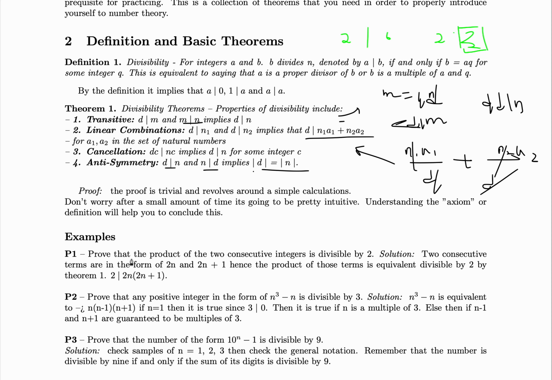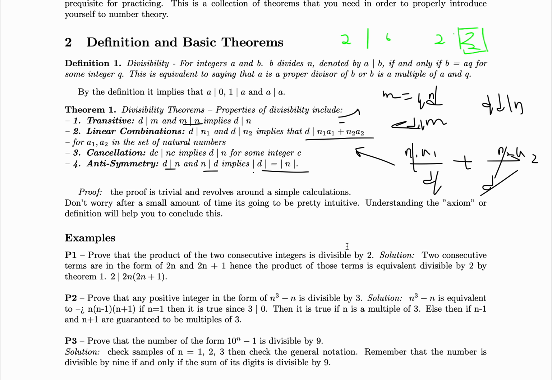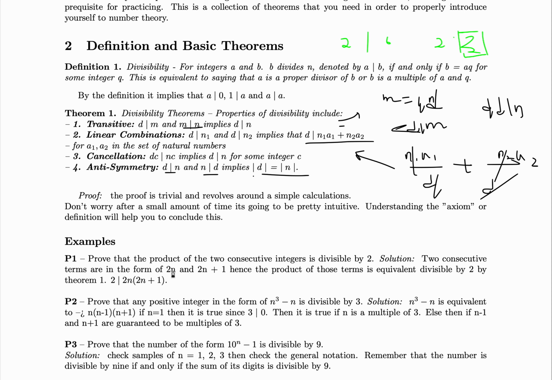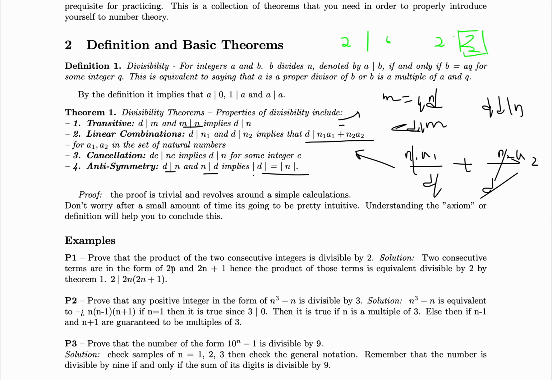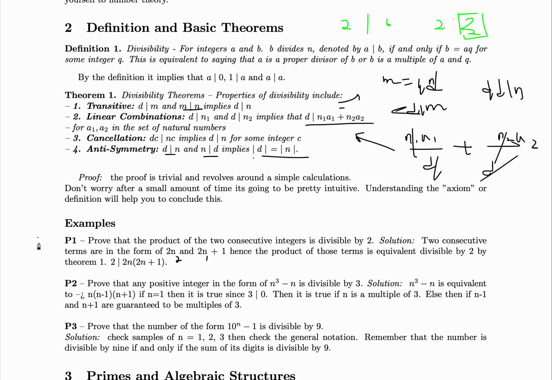Let's say prove that the product of two consecutive positive integers is divisible by 2. Now, looking at this, the previous theorems come in really handy. If we can prove that the two numbers are of the form 2n and 2n plus 1, they're both consecutive, and either this one is first or the second one is first, or reverse. Then this is pretty easy, since the product is 2n times something, and we know that 2 is a proper divisor of 2n. So this should be done really easily.